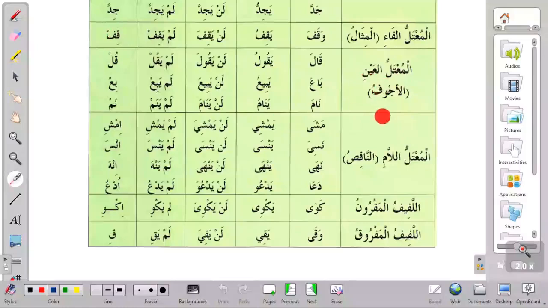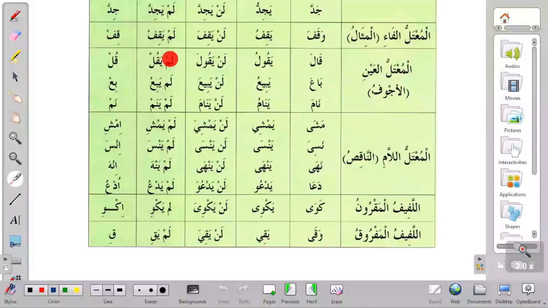Then ajwaf verbs, the harf al-illa is in the middle. So examples are qala, ba'a, nama, and all these we have seen. When it is mudhari marfu, yaqulu, yabi'u, yanamu. And when it is mansub, lan yaqula, it will simply take fatha instead of dhamma. Lan yaqula, lan yabi'a, lan yanama.